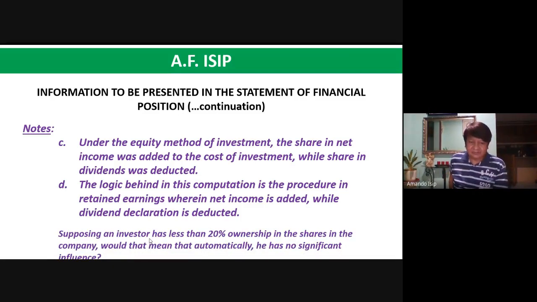We have a question here. Supposing an investor has less than 20% ownership in the shares of the company, would that mean that he has no significant influence? Say my company invested in the shares of stocks of B company, but my ownership is only 15%. Would that mean that I have no significant influence? Generally, the answer is yes, because my investment is less than 20%. I have no significant influence following that ruling.